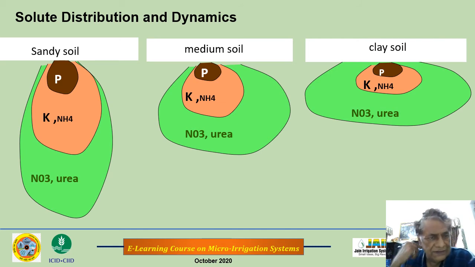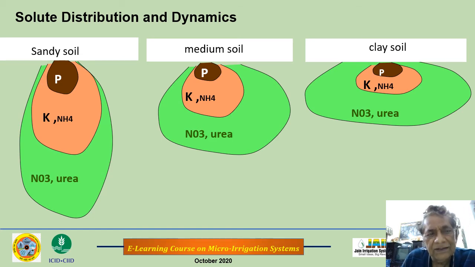Now what I was telling in the last slide is that P is the chemical or compound which gets stuck with the clay particles the most. Phosphorus is the one which gets stuck more strongly, whereas potash is held by the soil but is slightly more mobile than phosphorus. But you can see that nitrogen, in the form of ammonia or nitrate, is more mobile, the most mobile among the three.